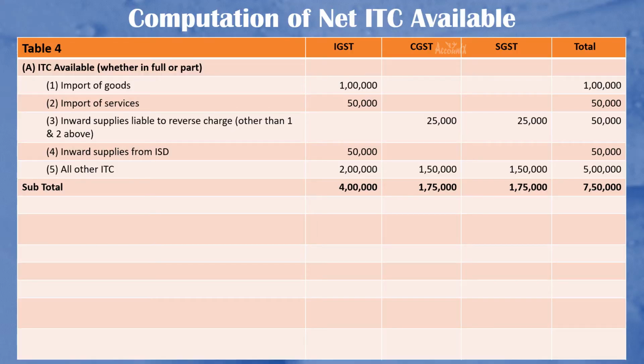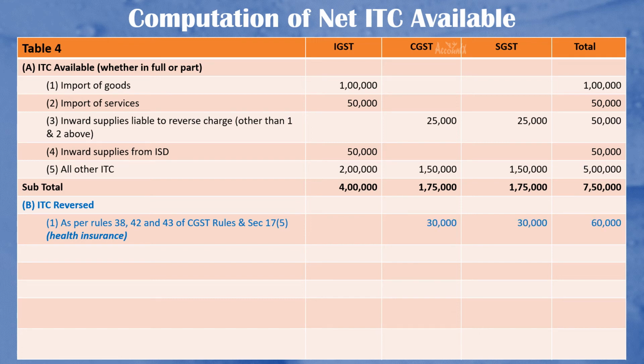Let's now see how these transactions are going to be reported in table 4. What reversals do you have to do and what is the net ITC available? This is the gross ITC available. Let's now see how much input tax credit we have to reverse. First, as per section 17 subsection 5, input tax credit on health insurance is specifically disallowed unless it is obligatory for the employer to provide such benefits. For the sake of this illustration, let's say it is not obligatory for you as an employer to provide health insurance benefits. So this is going to be disallowed.